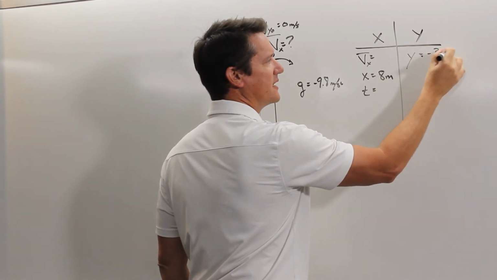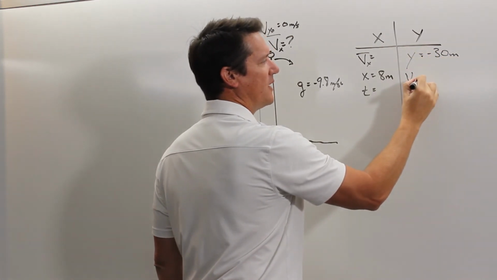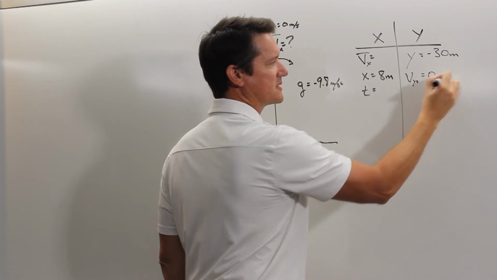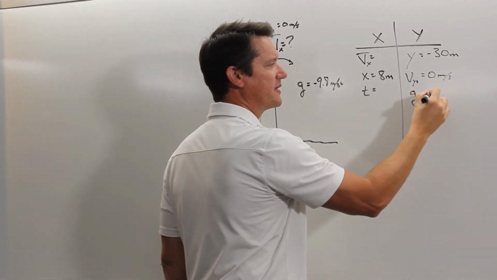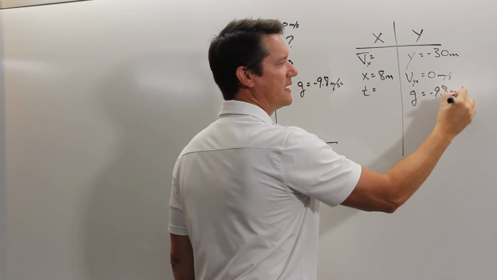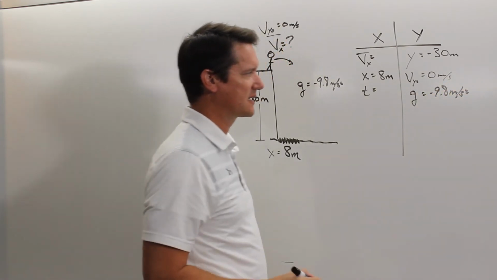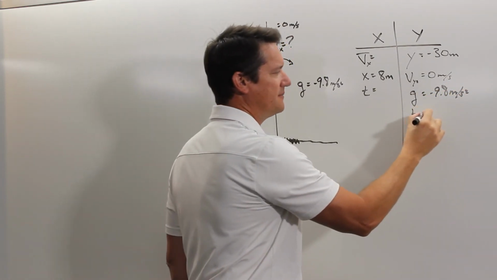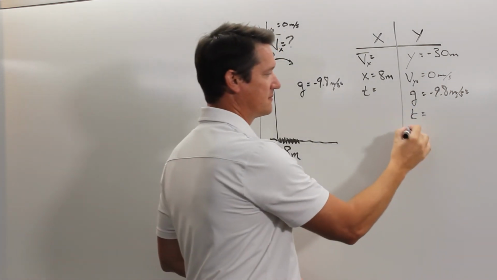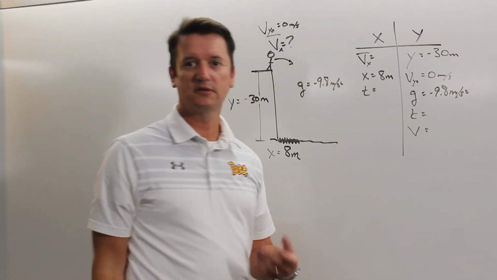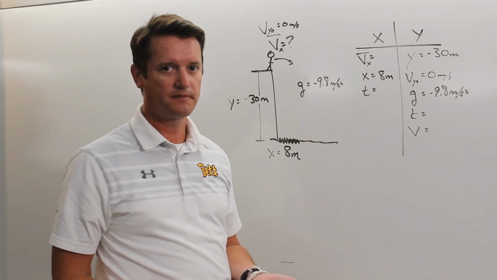Y is negative 30 meters. Vy naught is 0 meters per second. I'm not jumping up or down. I know the acceleration is g, negative 9.8 meters per second squared. I don't know the time, do I? And I don't know the final velocity that it hits the ground. These are things I don't know in the y direction.